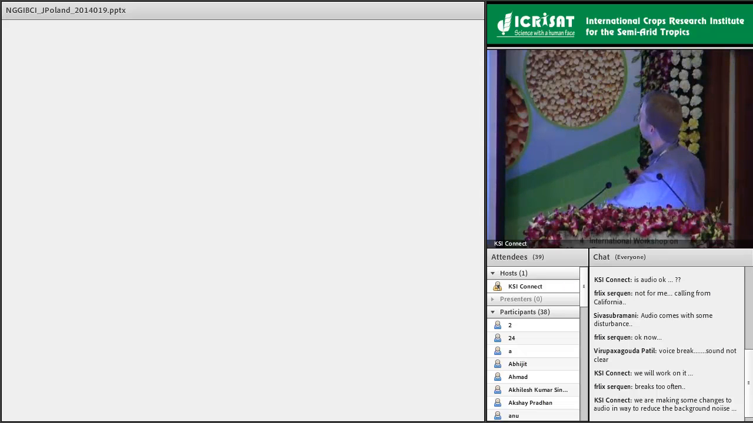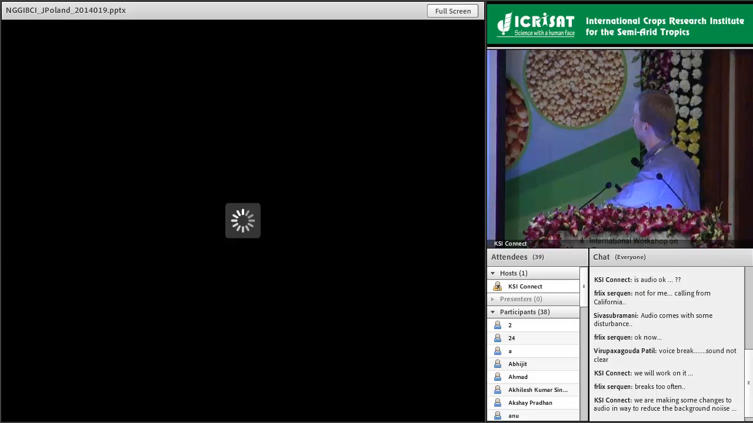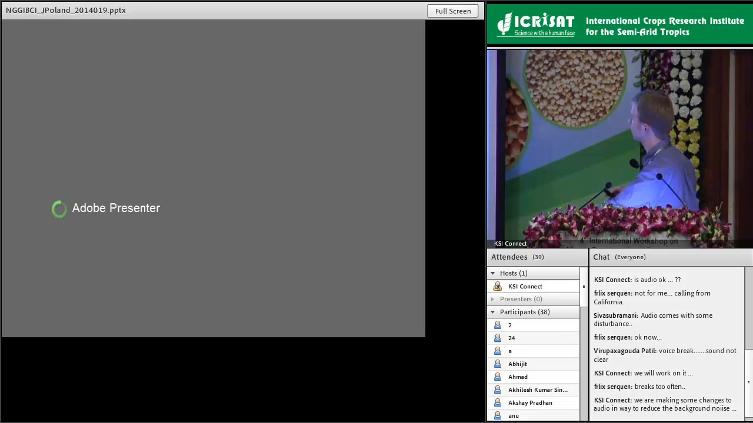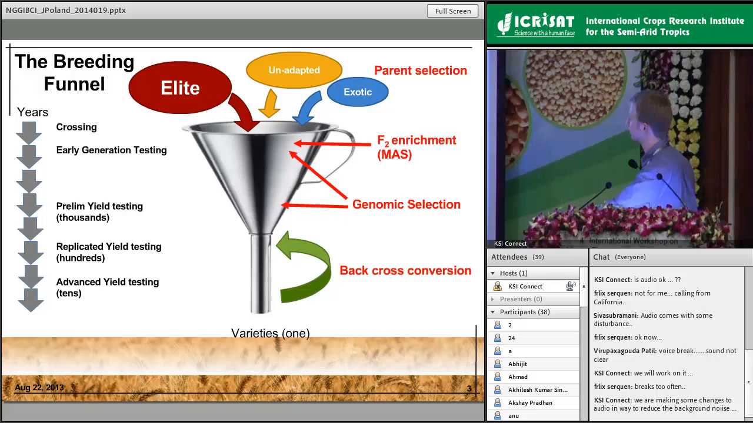So things like optimizing parent selection, optimizing diversity and crossing, F2 enrichment type marker-assisted selection approaches, genomic selection for whole genome when you get to more difficult traits like yield, and then things like marker-assisted backcross conversion. And in the end, we produce varieties, and we want to make this go faster and more efficient.